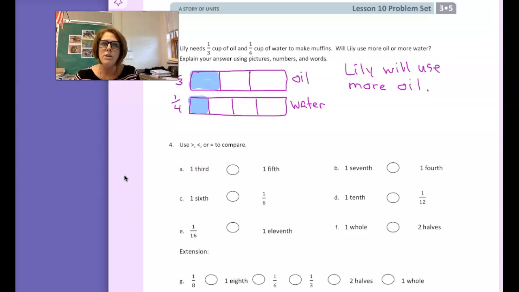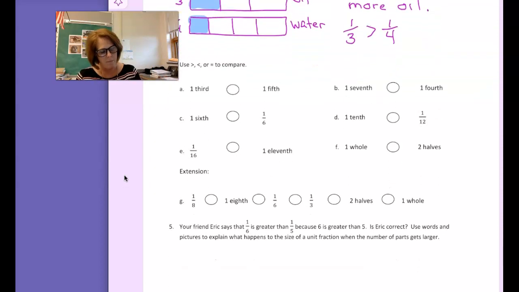That's all you need to do. So we could do this. We could show it as a sentence like that and use the greater than symbol. And you have a sentence there and your picture. So you're good. All right, let's look at number 4.